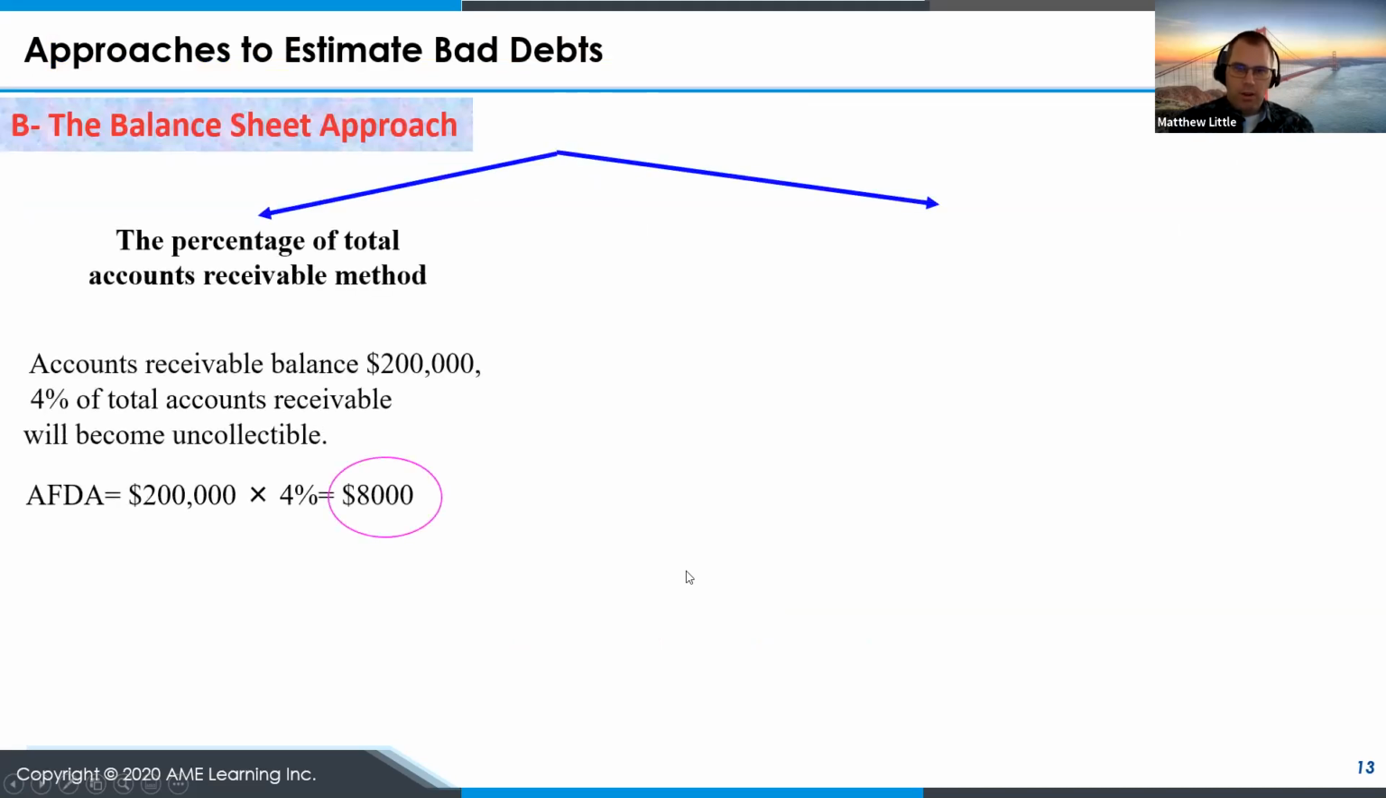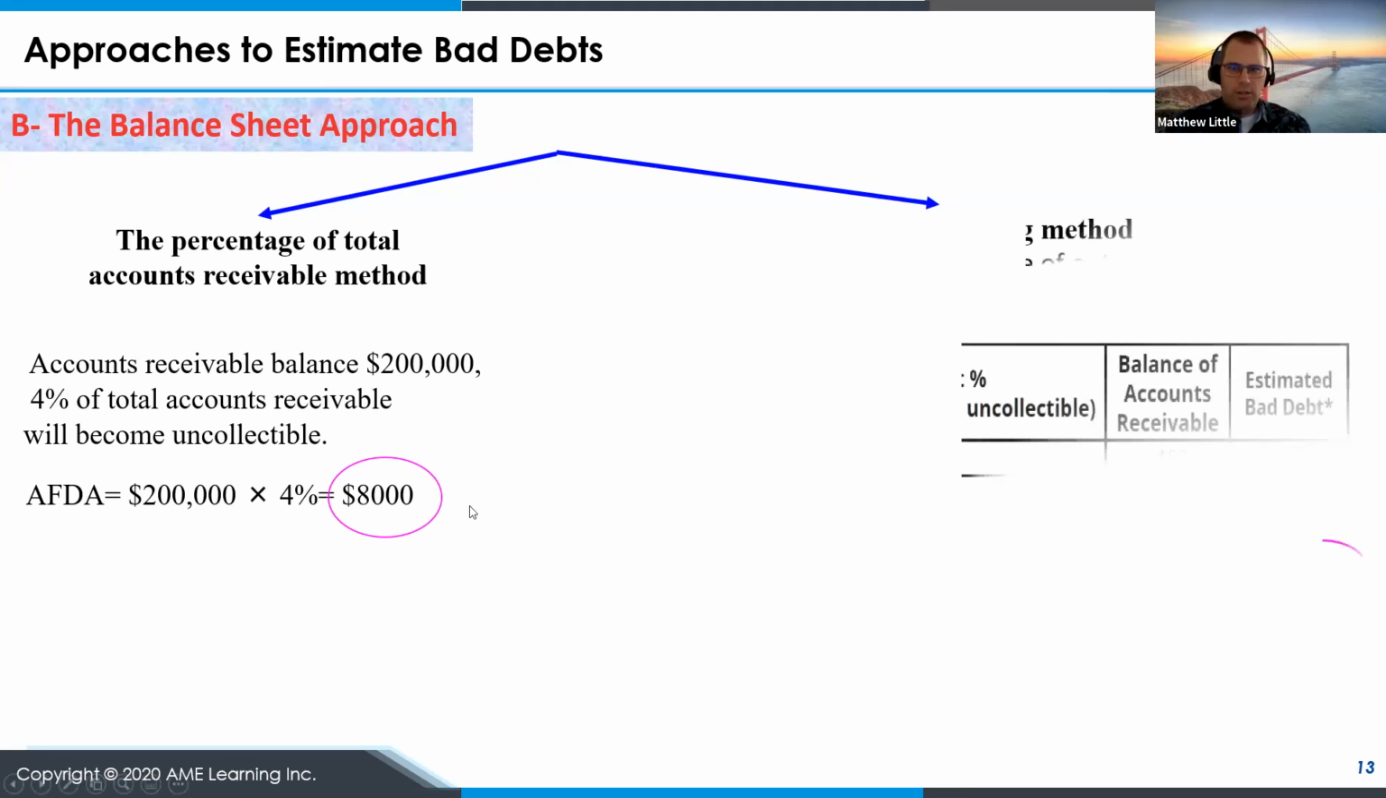All right, so carrying on to the balance sheet approach, we can look at the percentage of total accounts receivable method. So we can look at our AR balance at a point in time, say it's $200,000, and our experience is that 4% will become uncollectible. Our allowance for doubtful accounts should be 4% of $200,000 or $8,000.